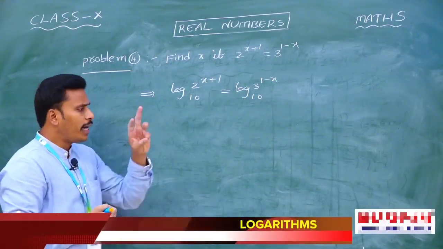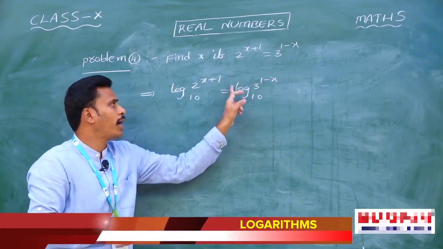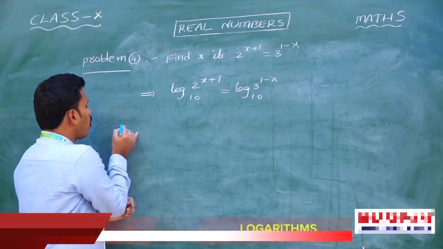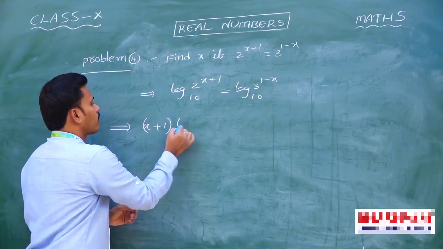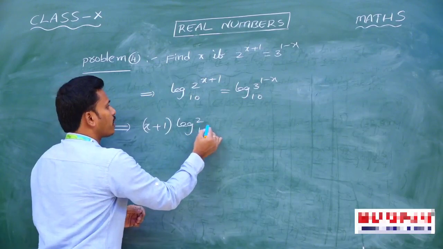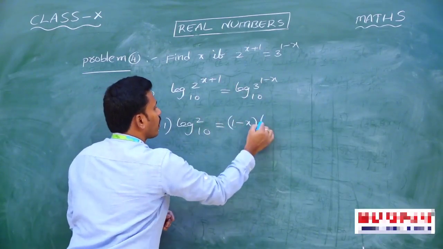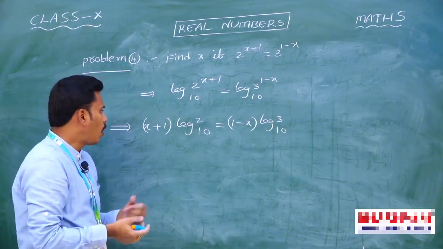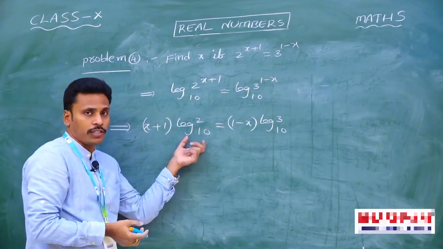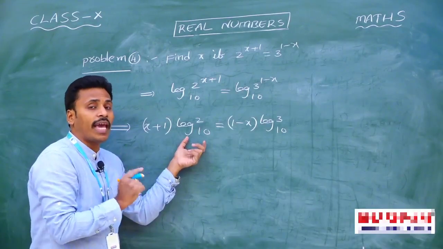And now, by the third law of logarithm, send this x plus 1 out and this 1 minus x also out. Then it looks like this: x plus 1 times logarithm of 2 base 10 is equal to 1 minus x times logarithm of 3 base 10. And now, x plus 1 into log 2 base 10. We need to find the value of x.